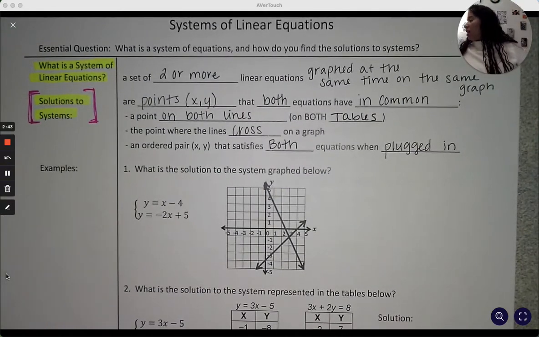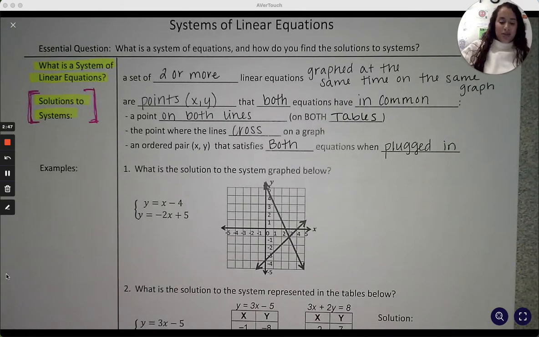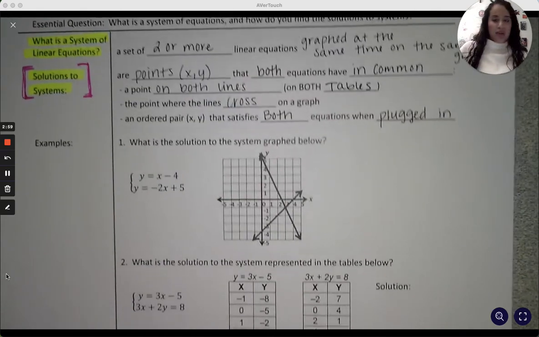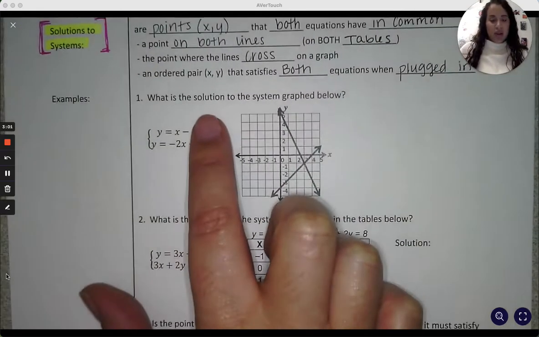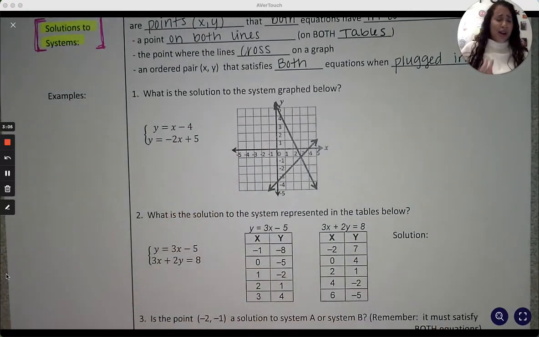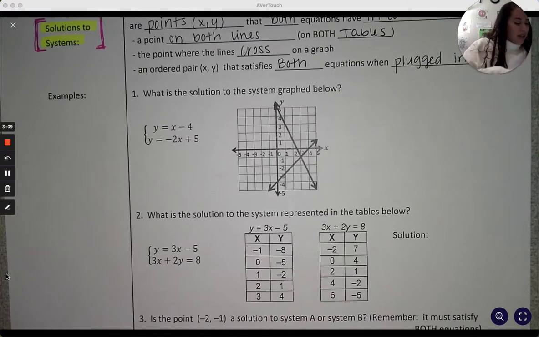So let's look at a couple examples of systems of linear equations. I know you're like, wait, that's it? These are the kinds where the more examples we do, the easier you're going to get it, okay? So, if you look here, what is the solution to the system graphed below? So, I already did the work for you. I already graphed it for you. So, let me grab my two highlighters.